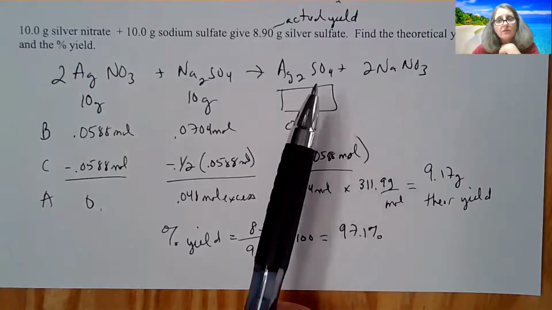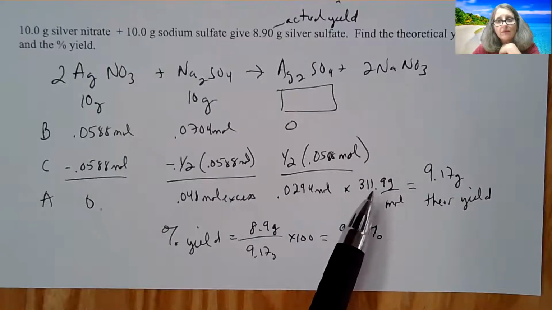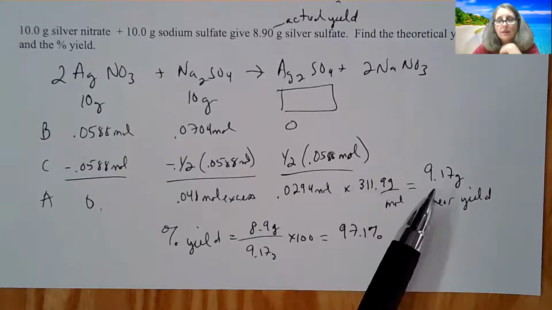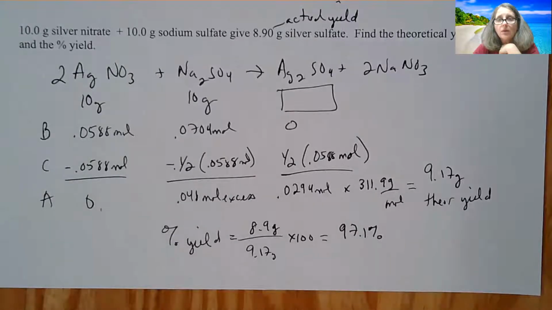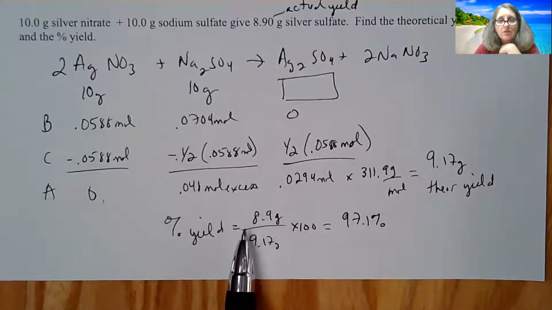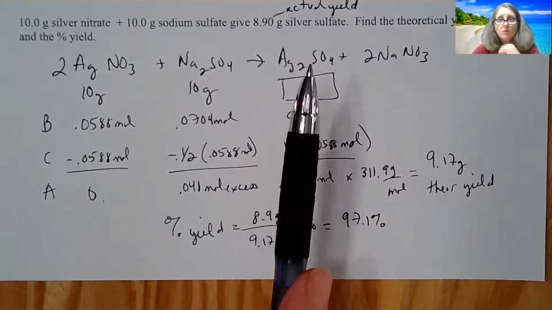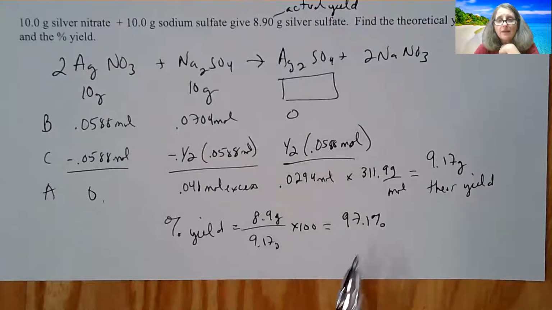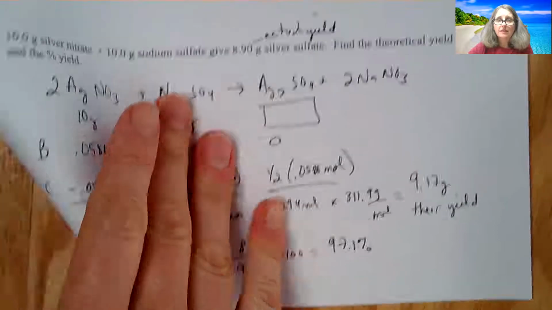And then silver sulfate's pretty big molar mass, 311.9. So I multiply that, and I get my theoretical yield is 9.17 grams in that problem. And then my percent yield is just 8.9, which was given in the problem as my actual, over that. And I get around 97.1 as my percent yield.